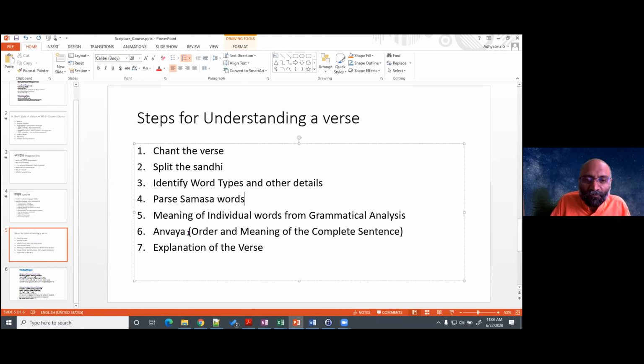And then a step is anvaya, the order and meaning of the complete sentence. That is called anvaya in Sanskrit. So just because it's a poem, and Sanskrit is a flexible word order language, there is a lot of flexibility in terms of where the words are placed. But when you are trying to get the meaning, there is a recommended word order, and that is what is called anvaya, as if you are putting it in a text. And then last step is the explanation of the verse. So we'll see all these steps for our verse number first of the second chapter.